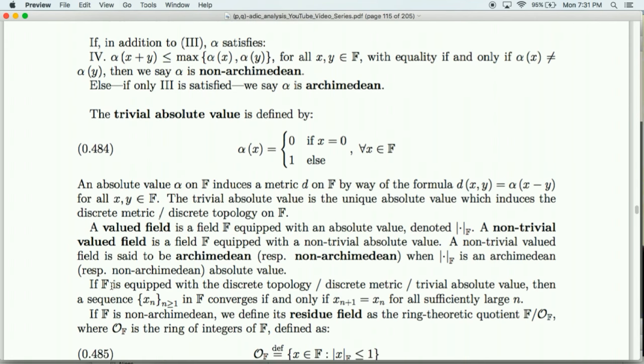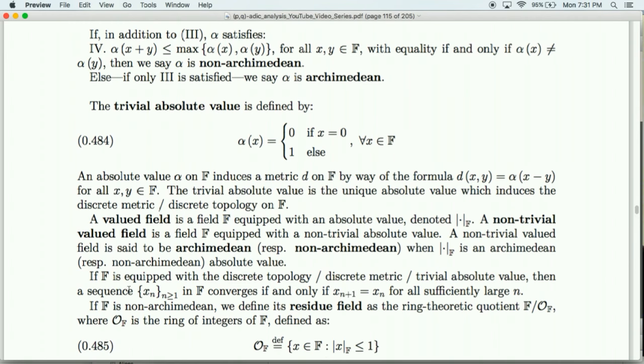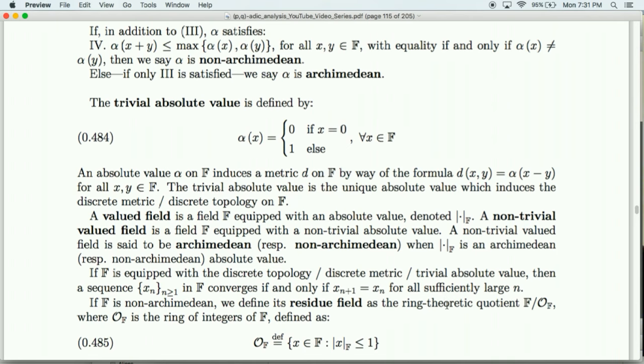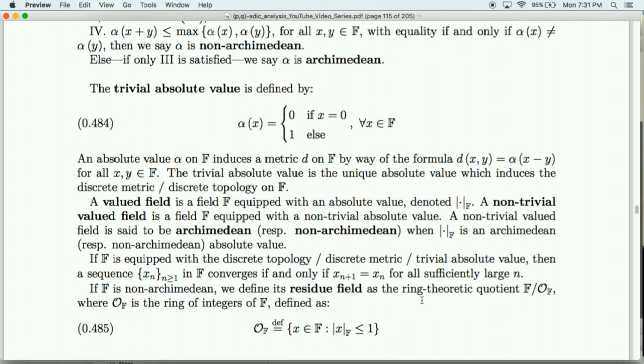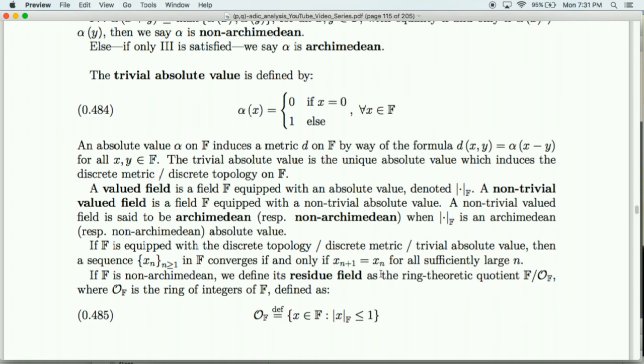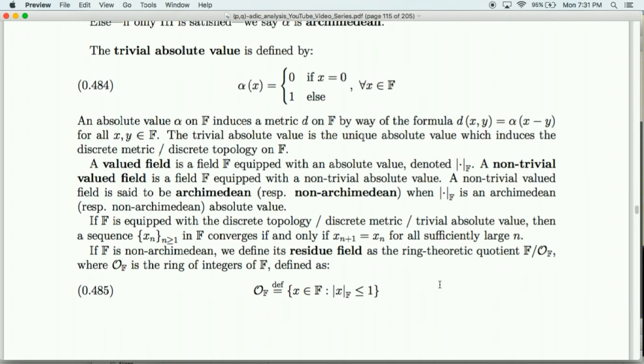So if F has the trivial absolute value, note that convergence in this topology means that the sequence is eventually constant. I mean, xn plus 1 equals xn for all sufficiently large n. If F is non-Archimedean, we define its residue field as the ring theoretic quotient of F modulo the ring of F integers. Here, we define the ring of F integers as the set of all elements of F whose absolute value is at most 1.